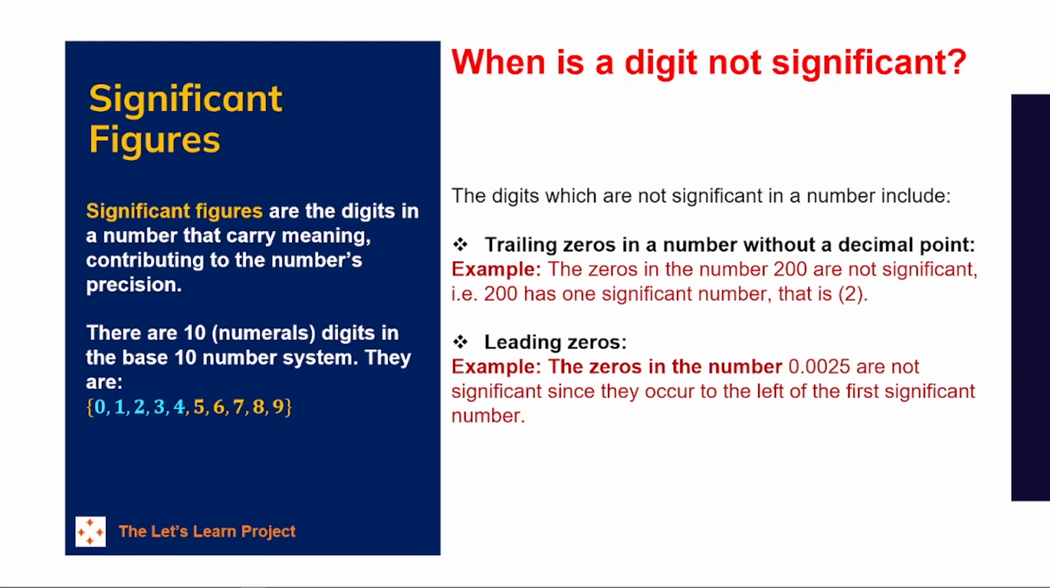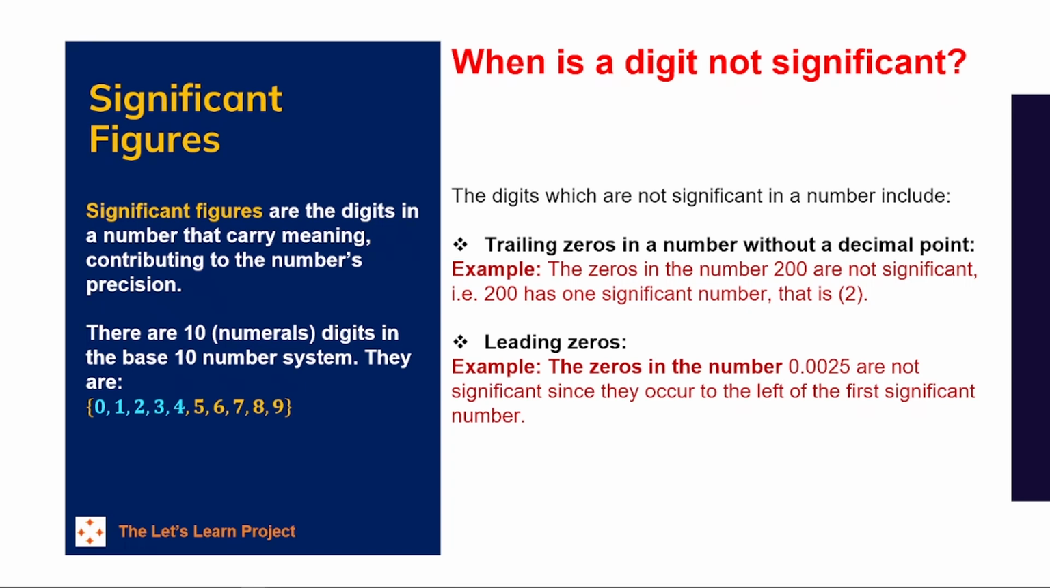Also, leading zeros in any number are not significant. So when zeros come before the first significant figure, the first number that holds value, then those zeros are considered not significant. So in this number, 0.0025, the zeros that are coming before the 2 are not significant. So these are the conditions when zeros are not significant.